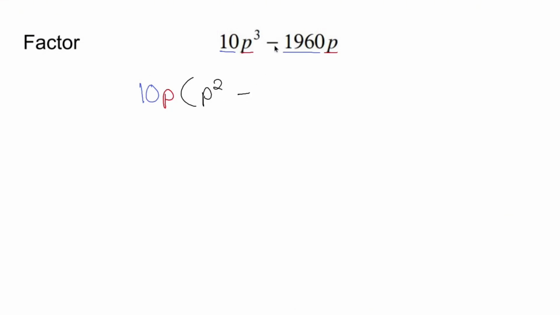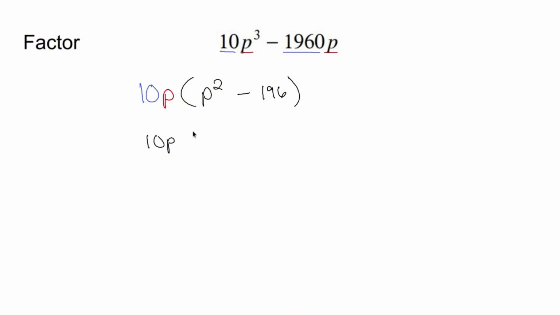Minus sign comes along for the ride. Dividing a 10 from 1960 is going to be 196. And removing a p from a p just leaves me with no numbers, or no letters, I mean. Now, this is not done yet. 10p, we are done. But I'm looking at this guy and I'm thinking, wait a minute, that's a difference of squares. p squared minus 196, which is 14 squared.